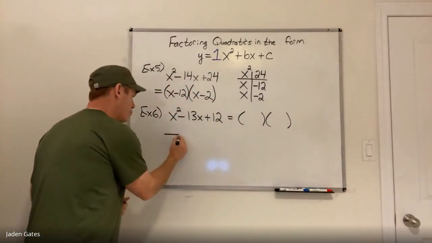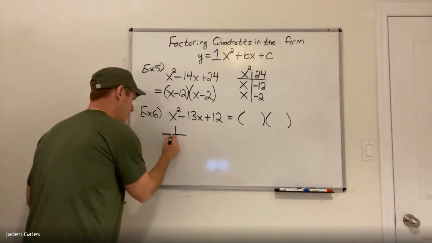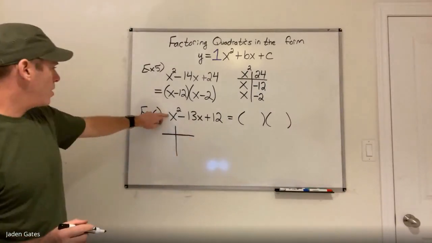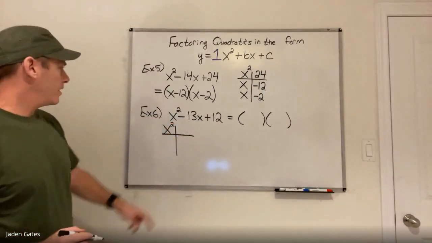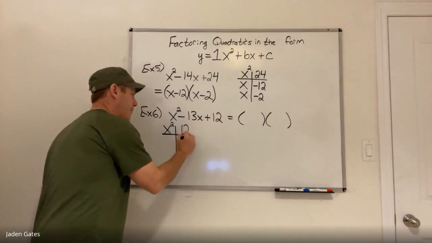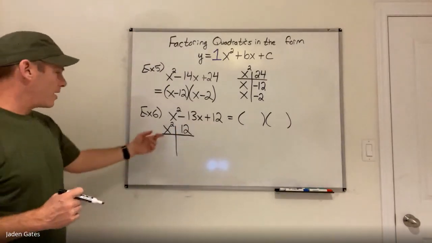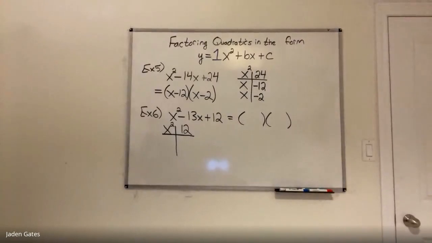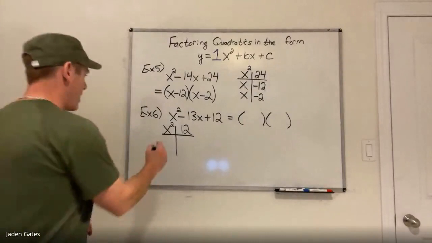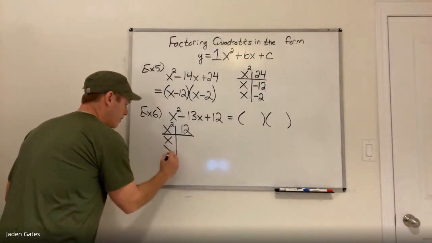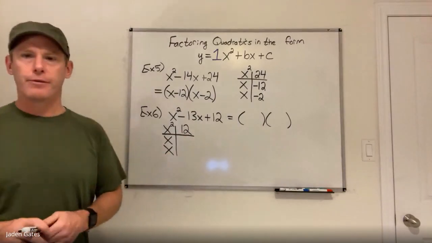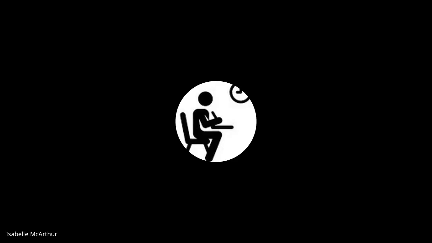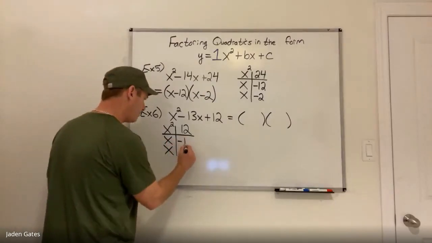So again, making my chart. First term in the top left, last term in the top right. Once again, I have my x squared. So as I've mentioned many times before, this is where we have an x and an x. Now I need 2 things that multiply to give me 12. Negative 12 and negative 1.